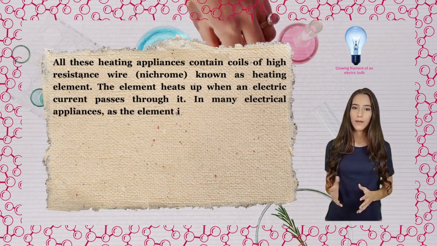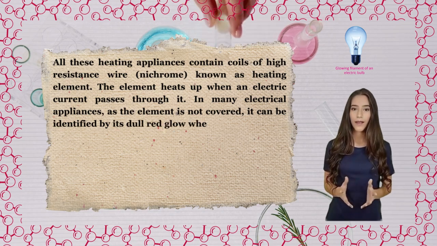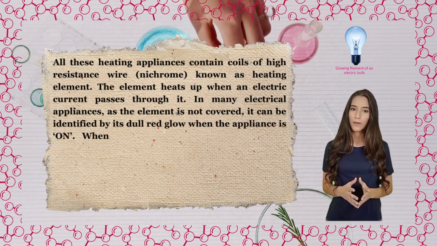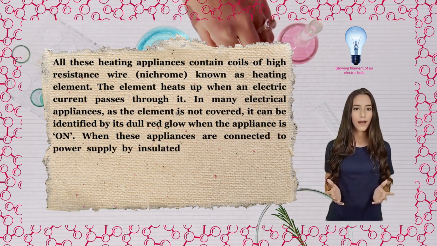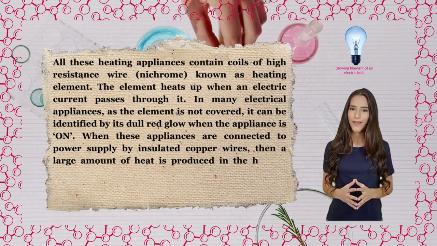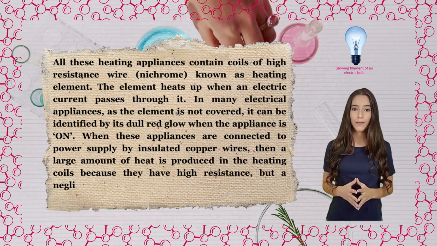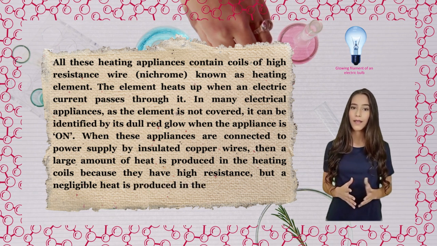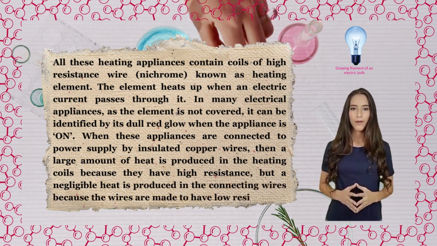In many electrical appliances, as the element is not covered, it can be identified by its dull red glow when the appliance is on. When these appliances are connected to power supply by insulated copper wires, then a large amount of heat is produced in the heating coils because they have high resistance, but a negligible heat is produced in the connecting wires because the wires are made to have low resistance.